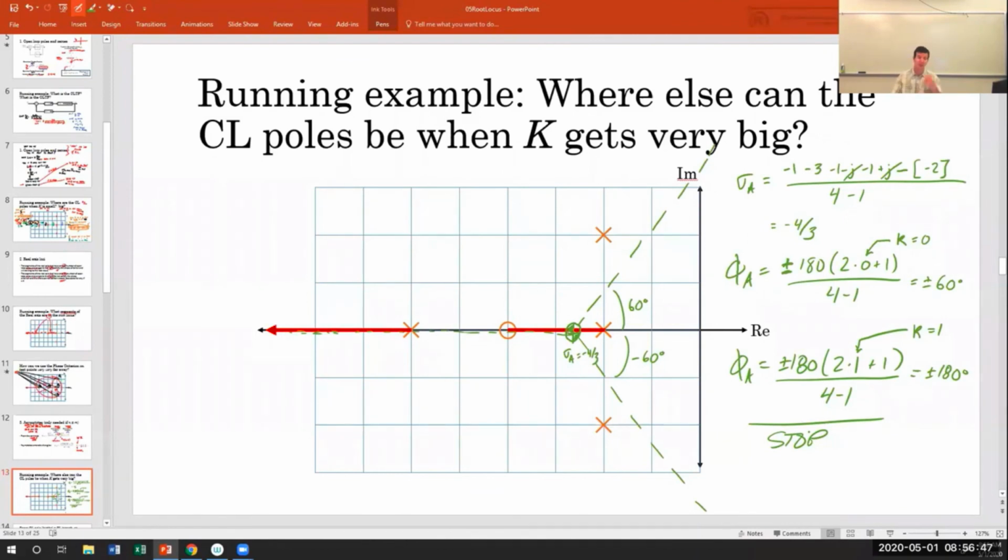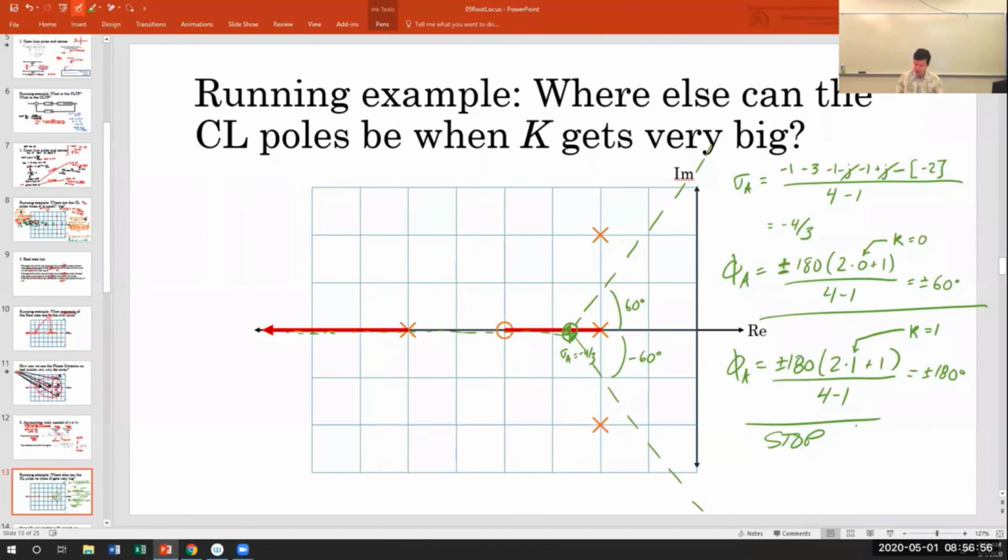We got 3 asymptotes, one of which was kind of obvious already because we'd already drawn this root locus branch on the real axis. So I think technically we could have stopped here, but going to the last one didn't hurt because it just confirmed our intuition that there is an asymptote that's going to point due west on the complex plane.